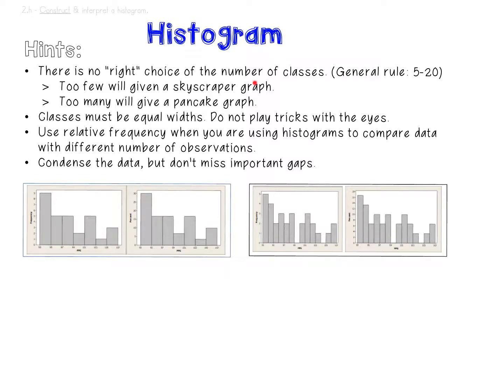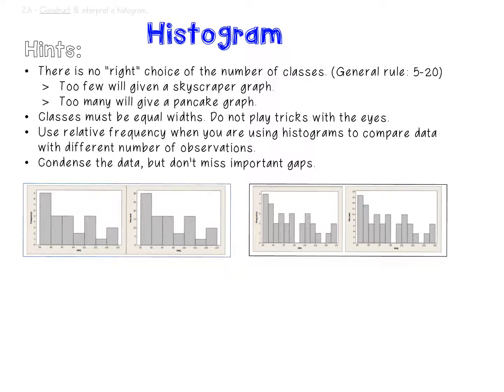Just some words of advice: if I have too few classes, then more data is going to be lumped together. I'll have a skyscraper graph, and if I have too many classes, it's going to give a pancake graph, so I'm not going to be able to see the true distribution. Classes must be equal width, so don't play tricks with the eyes. Use relative frequency when you're using histograms to compare data with different number of observations. So relative frequency is that percentage.